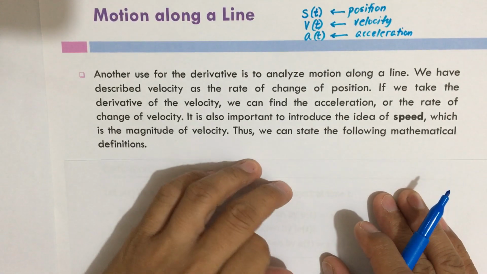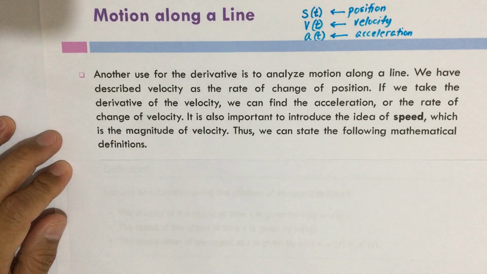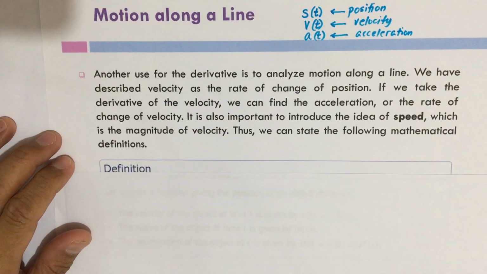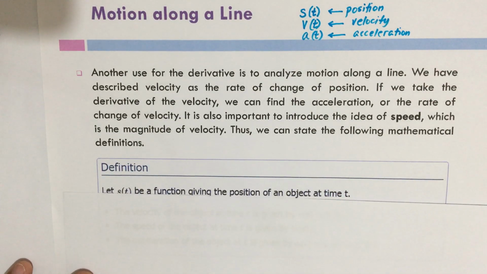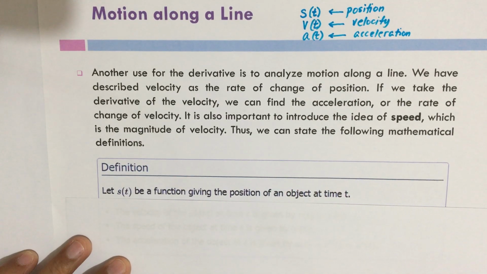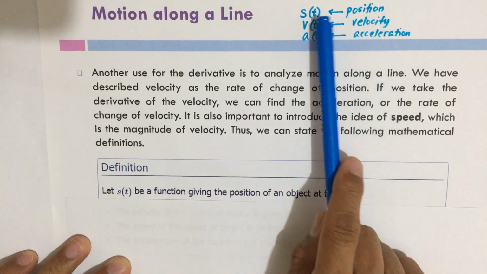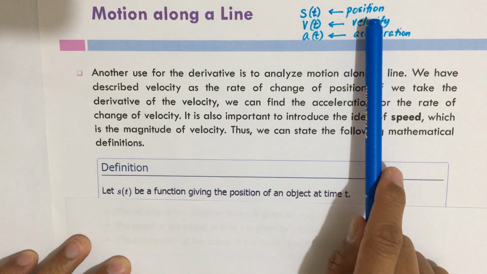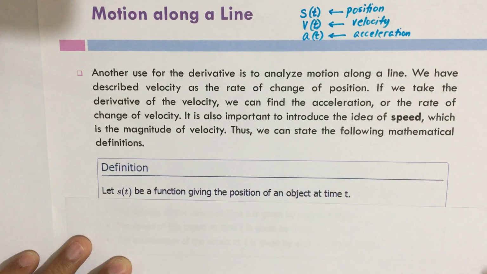Okay, so as mentioned, we have here mathematical definitions about this part of our discussion. So we have, let S of t be a function giving the position of an object at time t. So that's why we have here S of t that gives us the function giving the position of an object at time t.